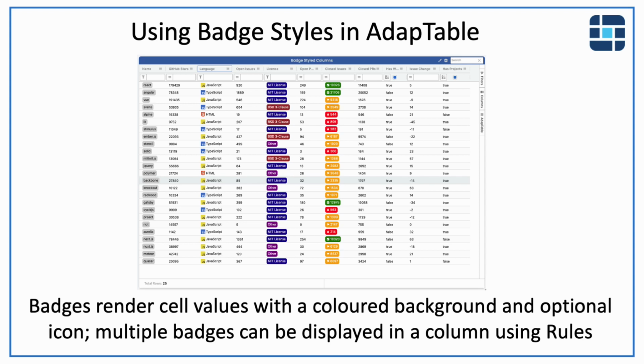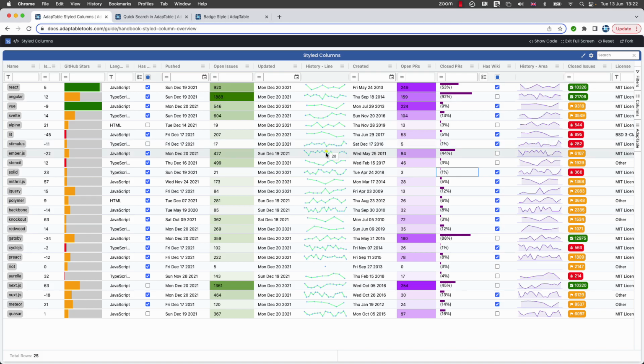In today's video, we're going to look at badge style. That's one of the styled columns which Adaptable offers. As you can see from this grid, Adaptable provides 5 different types of styled columns. That's where, with a few keystrokes and just a very small definition, you can tell Adaptable to render a column in a particularly advanced style. As I say, we have 5.